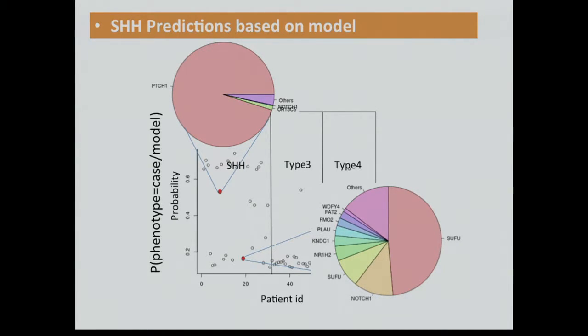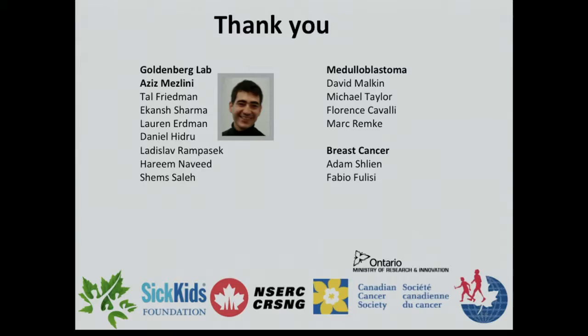And so we're actually working with Mike Taylor now to identify the subtypes, or subgroups of subtypes. And in Sonic Hedgehog, it turns out that there are three or four based on other types of omics data. I like having probabilistic models in that sense, because we can go back and try to figure out what actually happened in the data according to our model, and then we can have hypotheses for testing, like we discussed yesterday. So with that, I would like to thank you and my lab, and especially Aziz. This is his thesis work, and my collaborators in medulloblastoma and in breast cancer.